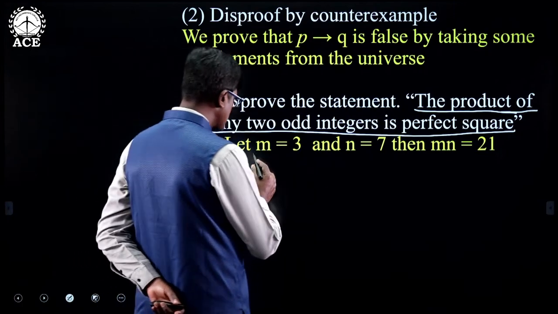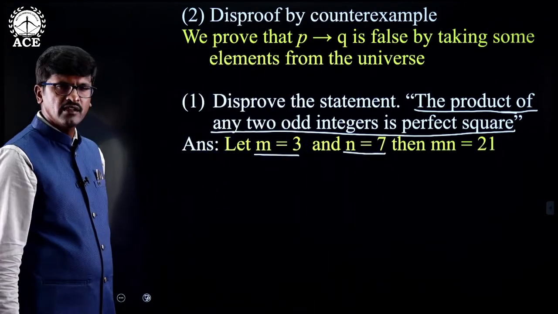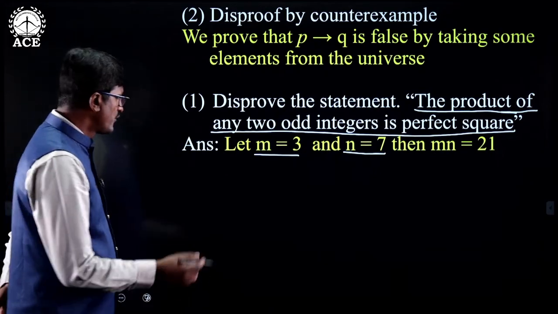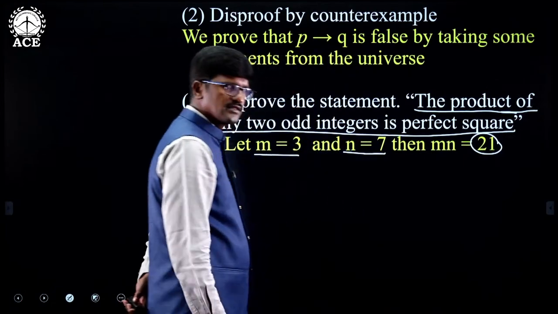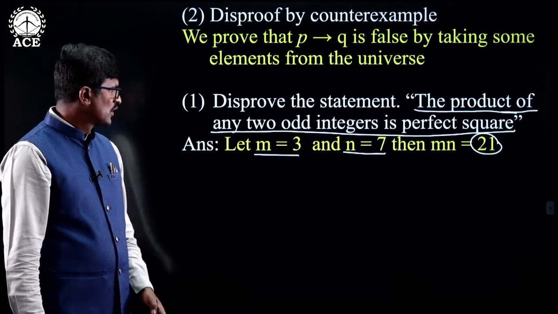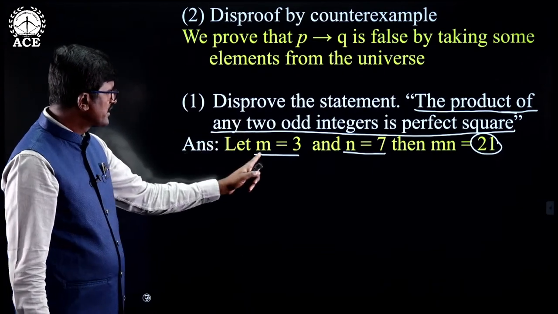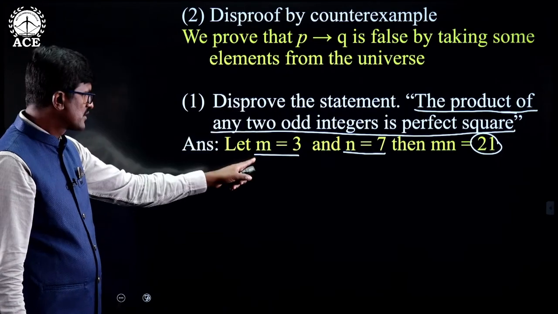So I am taking m equal to 7 and n equal to 3. m and n are two odd integers. If you multiply them, you will get 21. 21 is not a perfect square. So for this statement, this is one counterexample.